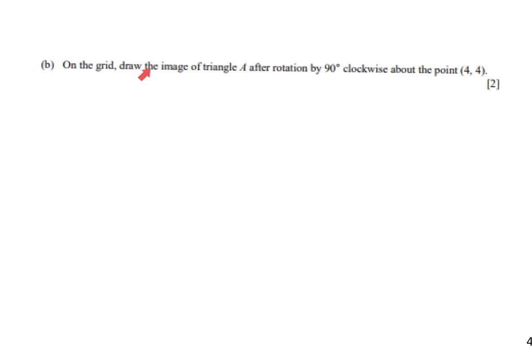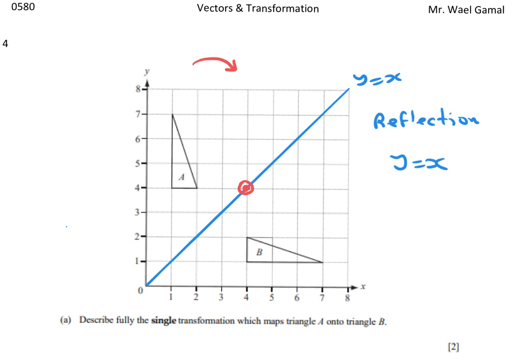Now part B: on the grid, draw the image of triangle A after a rotation of 90 degrees clockwise about the center, the point 4 and 4. Now we need to rotate triangle A about the center 4 and 4, 90 clockwise. So this point, how do we travel to this point? 2 to the right, 2 to the left. Now rotate: it will be 2 up. So this is the new image for this point. Look, you rotate from this point to that one, in this direction. Okay? So this is the image.